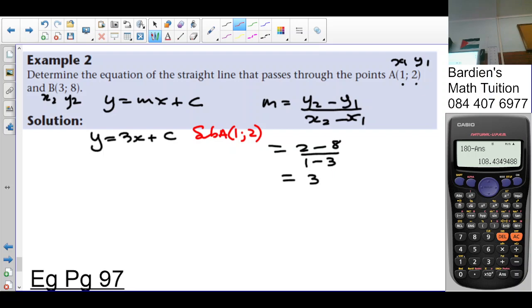Okay? That's an x and a y again. There's your y, so 2 is equal to 3 times 1 plus c. So c is negative 1. y is equal to 3x minus 1. Okay.